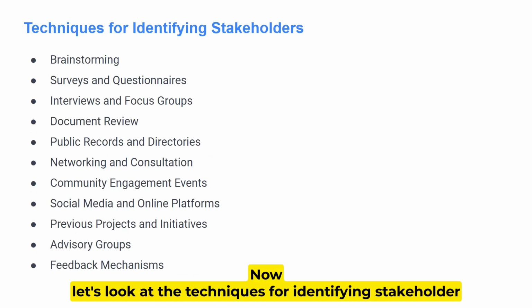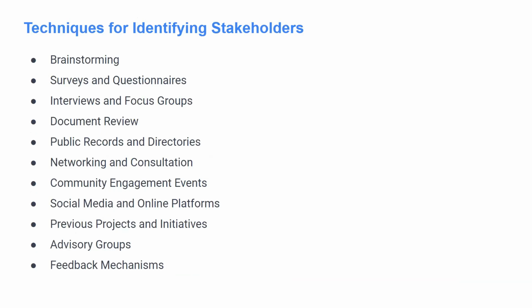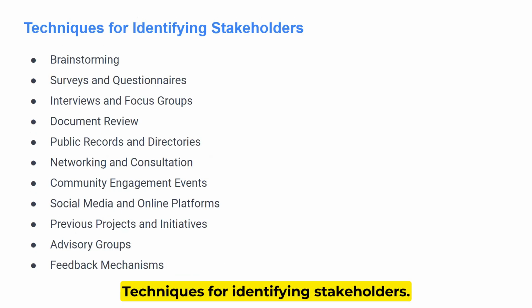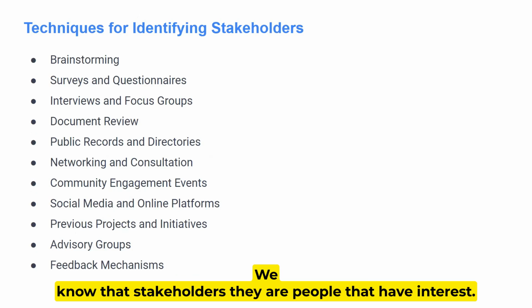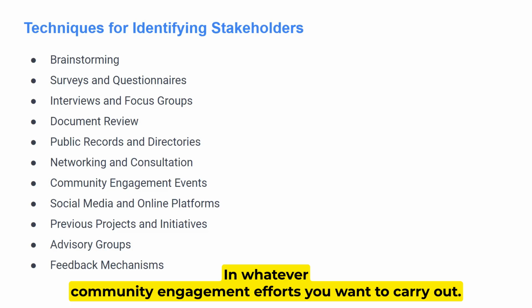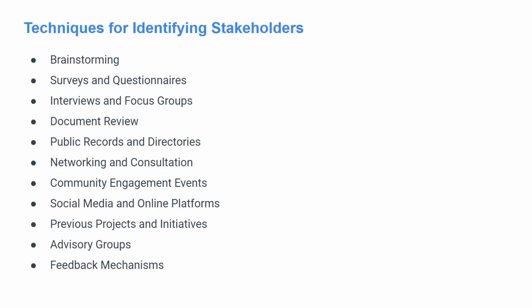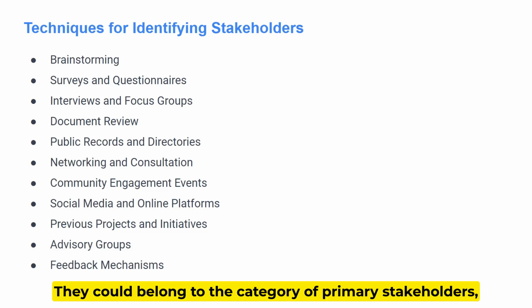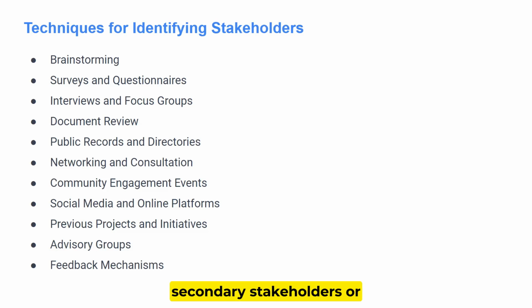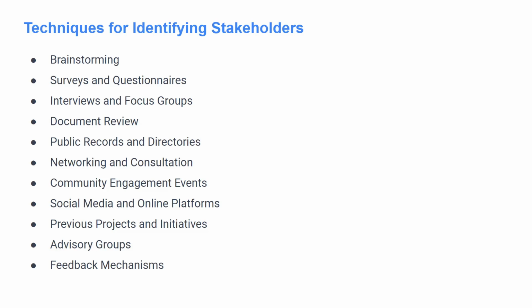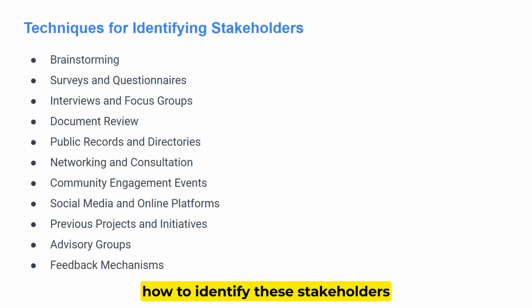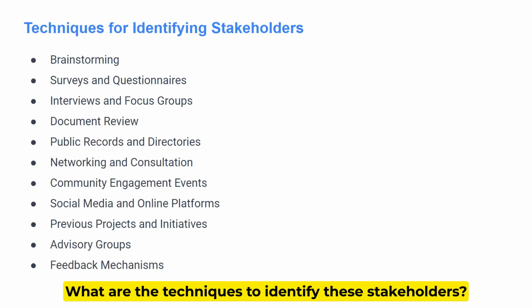Now let's look at the techniques for identifying stakeholders. We know the importance of identifying stakeholders. We know that stakeholders are people that have interest in whatever community engagement efforts you want to carry out. They could belong to the category of primary stakeholders, secondary stakeholders, or key stakeholders. Now you have understood that, then you need to know how to identify these stakeholders. What are the techniques to identify these stakeholders?